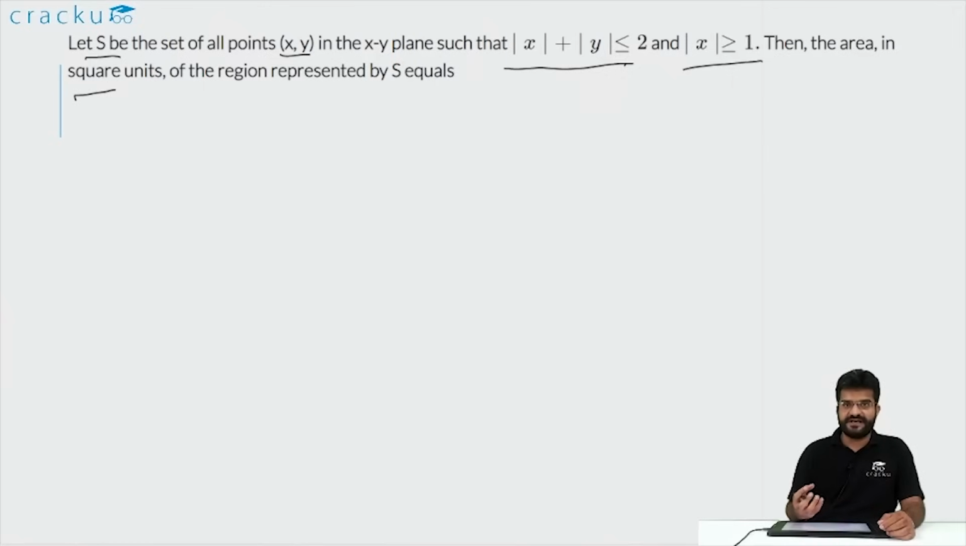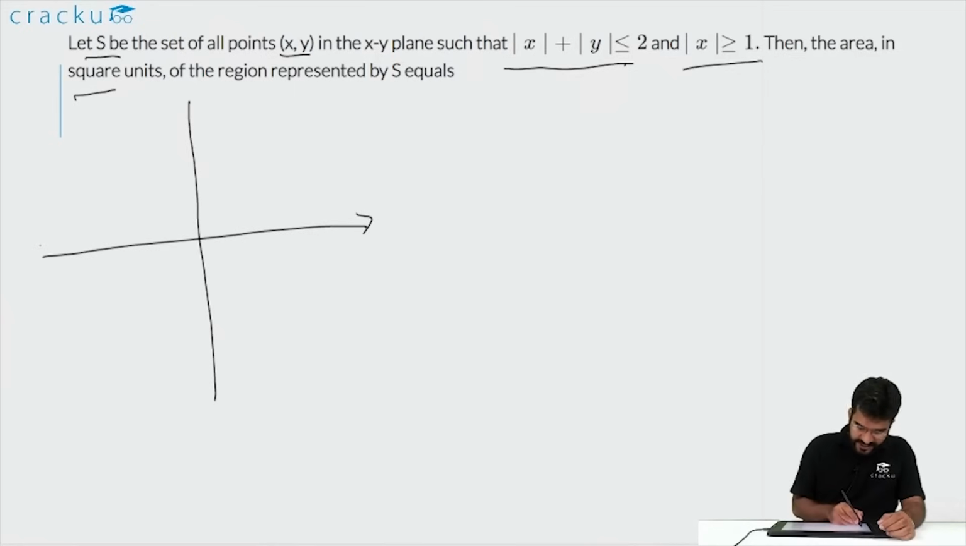Let us first get the graph down so that we know exactly what is the area that is being discussed. We'll try to see what is the geometric pattern that this area is and try to find the area of that geometric shape. So let us first draw the x-axis and the y-axis.